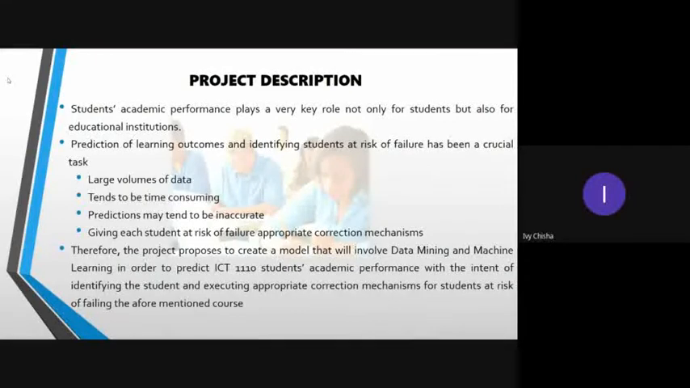Student performance in any educational institution is very important as it serves as one of the measurements of performance of these institutions. Predicting performance outcomes is nothing new, as many educators use data derived from attendance, grades, and other forms of data that is linked to determining performance outcomes. However, identifying students who are potentially at risk of failing can be cumbersome due to the large volumes of data that need to be analyzed. And this tends to be time-consuming and crucial when it comes to analyzing proper correction mechanisms to be executed.